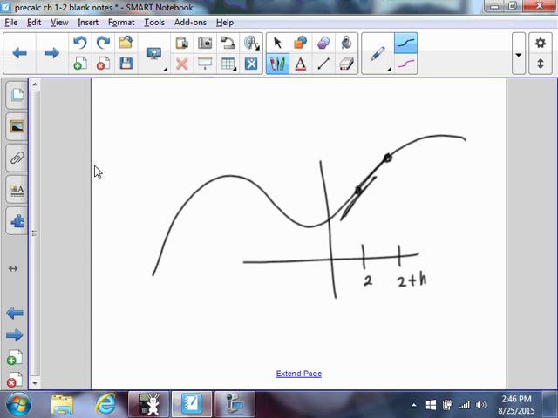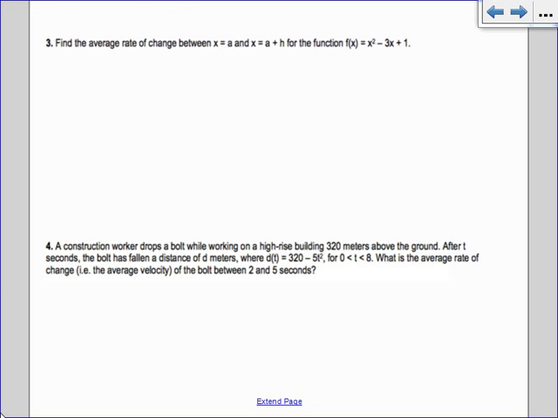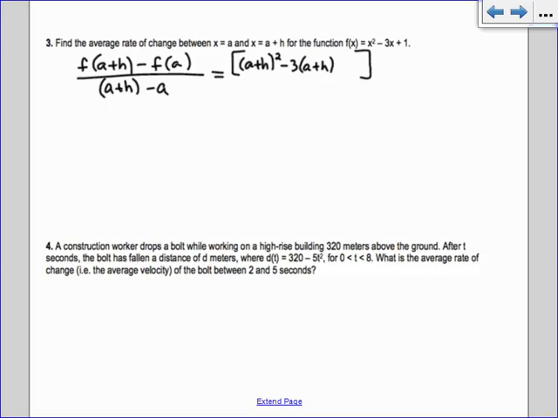All right, so same idea for this one. So we're going to do f of a plus h minus f of a all over a plus h minus a. So when we do f of a plus h, it's a pretty long one. So you're going to have a plus h squared minus 3 times a plus h plus 1 minus f of a, which is going to be a squared minus 3a plus 1. All over a plus h minus a gives you h.